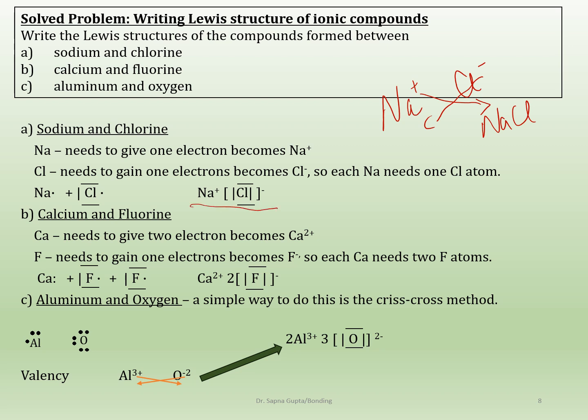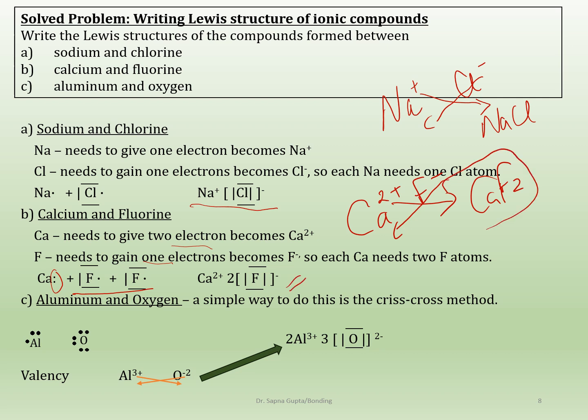The Lewis structure should show the Na plus and the Cl minus, and show all the electrons. The key thing about Lewis structures is showing all the valence electrons. So calcium and fluorine: calcium gives 2 electrons and fluorine needs only 1, which means you will need 2 fluorines to take those 2 electrons that calcium has to give. Or you can figure out the formula, and once you know the formula is CaF2, then you write the Lewis structure.